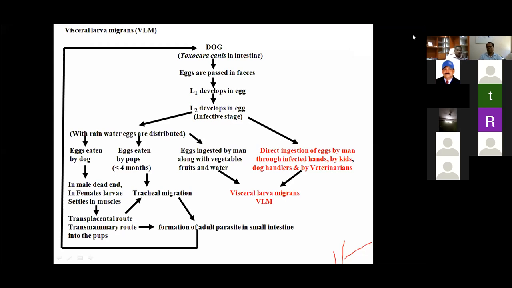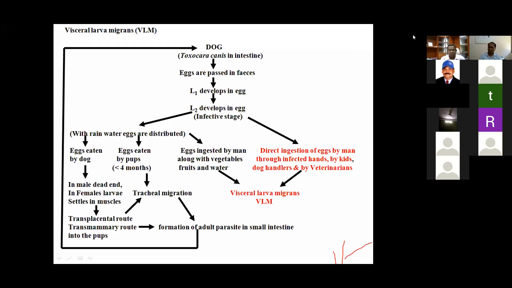Whereas the L2-containing eggs are distributed through rainwater, and if they are eaten by a dog above the age of 4 months, they will open in its gut, and then they will migrate and settle in the muscles. They will not cause much damage to adult dogs, those more than 4 months. Whereas when dogs below 4 months of age take these eggs, the eggs will go into their gut. From there, it will reach the liver, lungs, what we call tracheal migration.